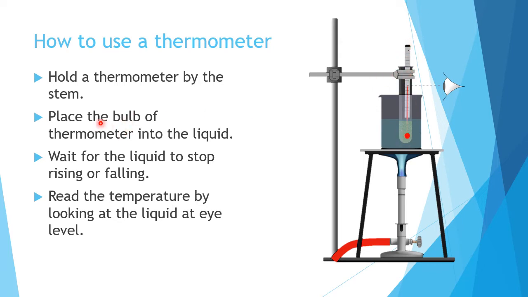So you place the bulb of the thermometer into the liquid. So the bulb is the part where there's most alcohol. If you look at the normal thermometer like this, that's where a lot of the alcohol is. So that is the bulb. Anita bulb ni.